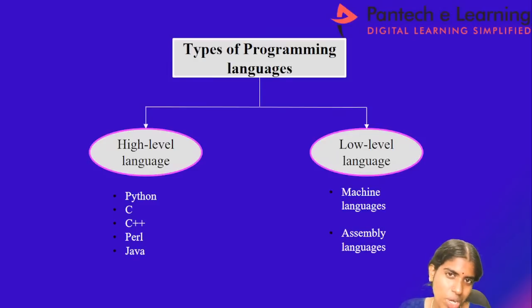So basically, what do you mean by a program? We have different types of programming languages. What do you mean by a program? Whenever we want the computer to perform some operation, we require a program. It is nothing but a set of instructions which is going to perform some task.